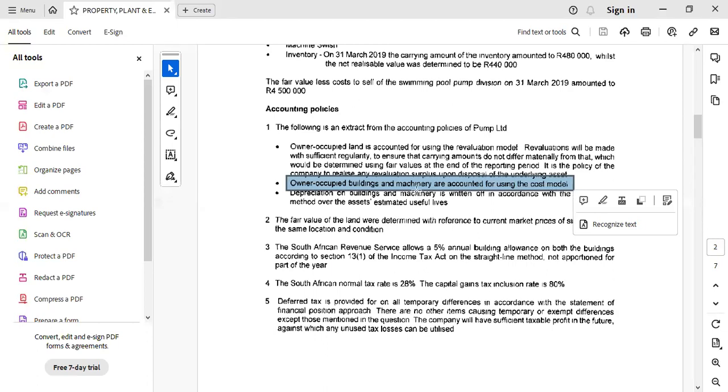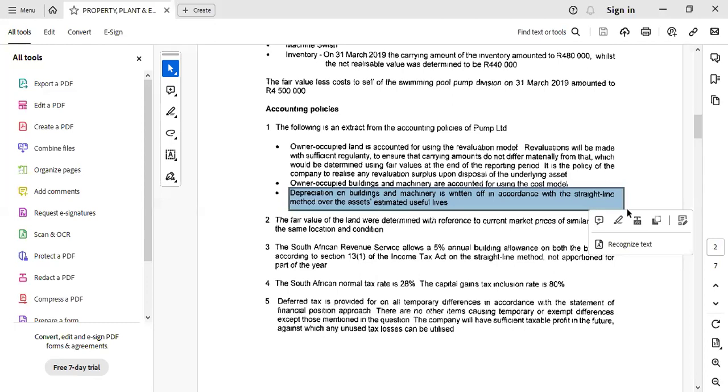Right. Then depreciation on buildings and machinery is written off in accordance with the straight line method over the assets' estimated useful life. We now know that the buildings and machinery are being depreciated according to the straight line. That's one of the main reasons why we come here to the additional information.